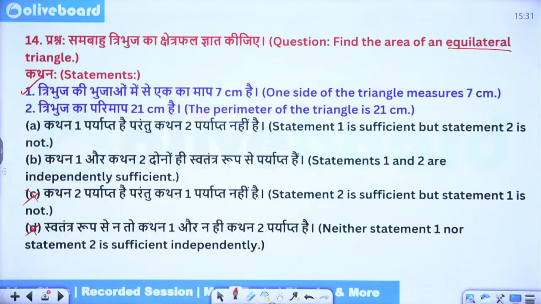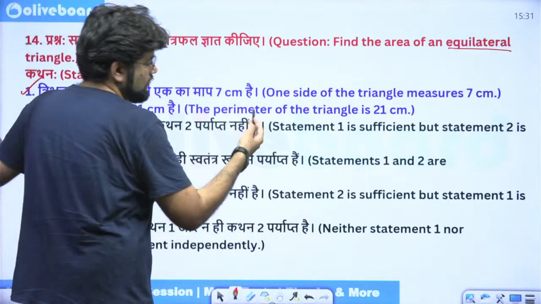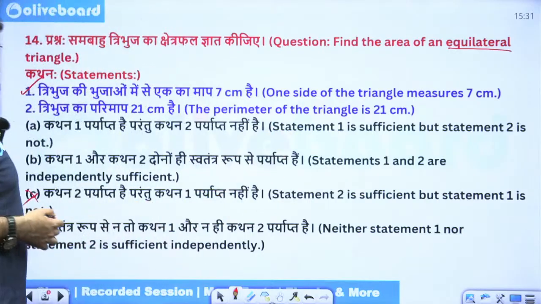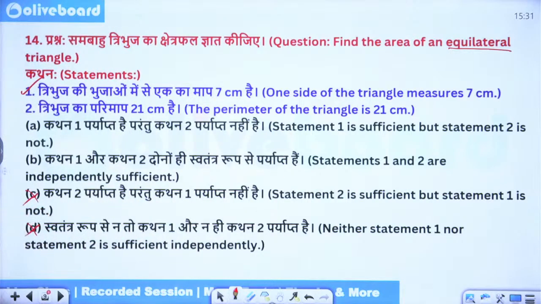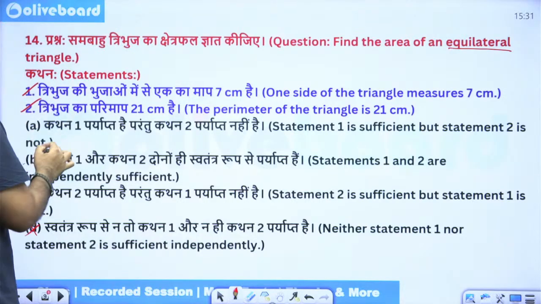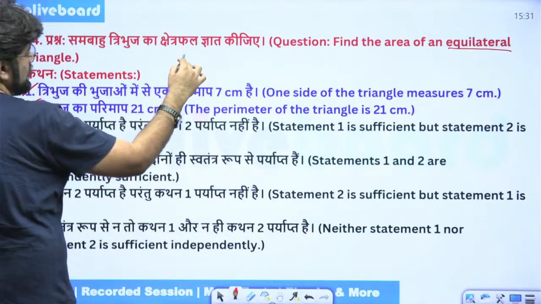Perimeter of the triangle is 21 centimeter. Again, you can easily find out from the perimeter. 3a is 21, so a is 7. So √3/4 a square also you can find out. So this alone is also sufficient to answer the question. So option B here is also right.